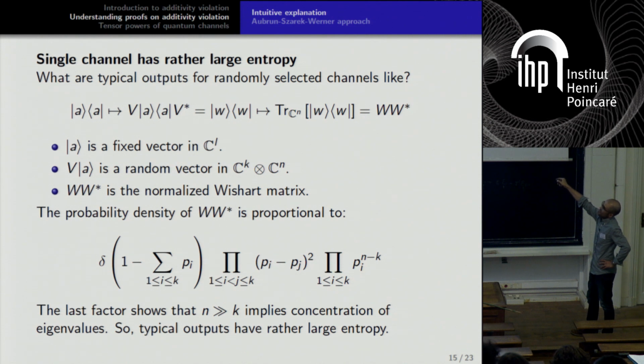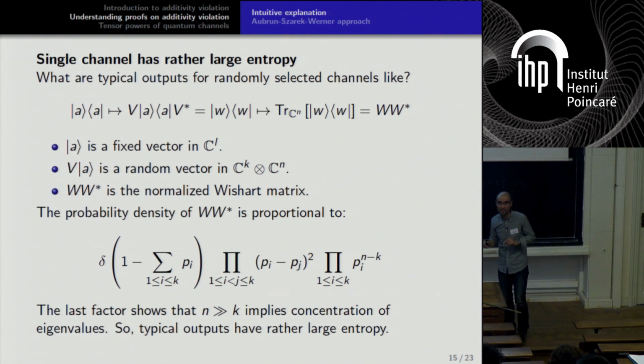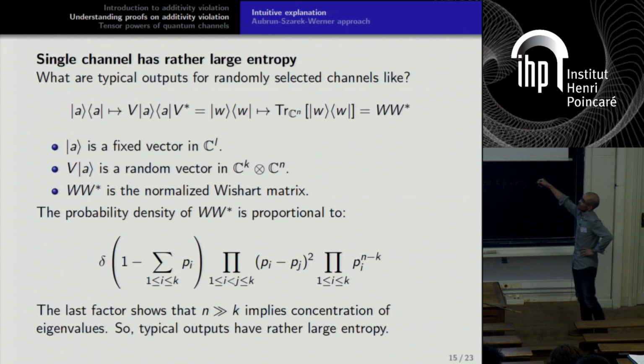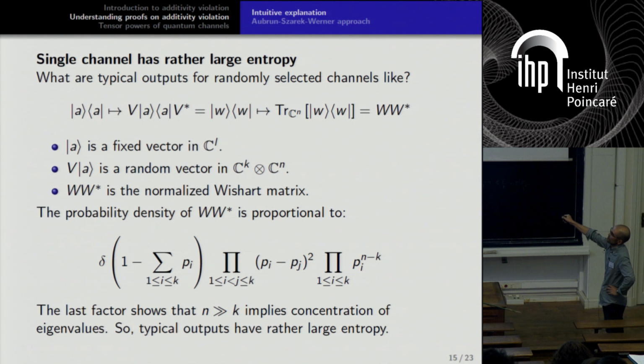Suppose A is fixed and we take V random, and then we have a random vector W. Taking the partial trace, we get a random matrix, and this is a Wishart matrix. But since we take A to have length 1, we have to normalize. This normalization comes later. Anyway, this is a Wishart matrix with some constraint, and as I wrote, this star is a normalized Wishart matrix.